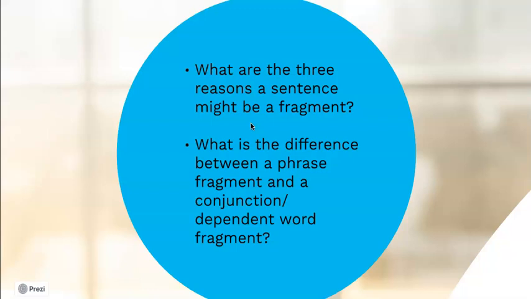So the difference between a phrase fragment and a conjunction or dependent word fragment is that a phrase fragment is missing either a subject or a verb. A dependent word fragment is beginning with a conjunction. Again, you don't have to worry too much about those technical terms, but it is good to just kind of have an idea of the different types of fragments so that you can remember how to find them, how to avoid them, how to fix them.